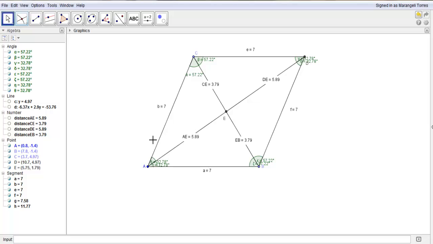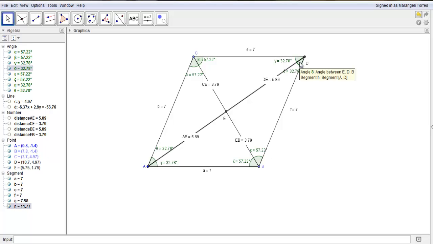With the move tool, let's move these around so that they're not cluttered. Okay, here they are. And I want you to notice, what do you notice about these measures? These measures, notice that the angles in the corners are measuring the same exact amount. This angle here is 57.22, and this one is also 57.22, and so on.